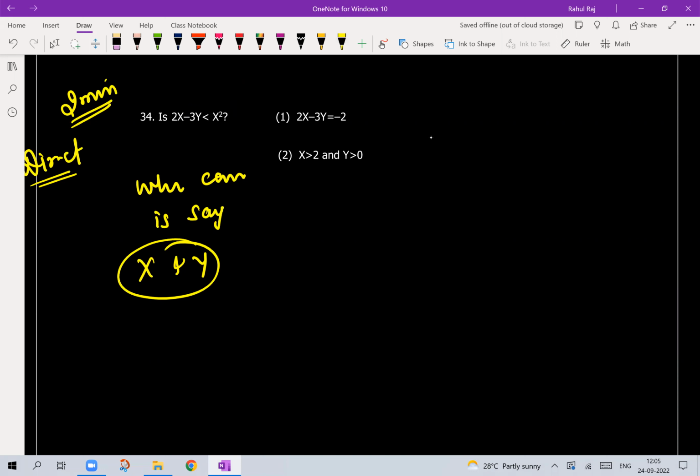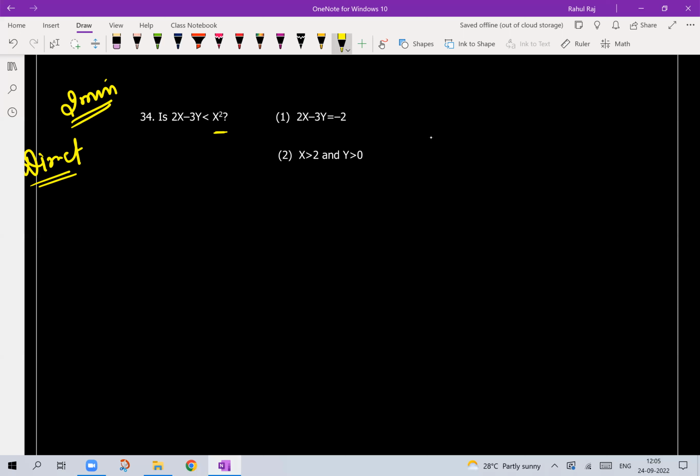Now imagine, look into the question. Question is: is 2x minus 3y less than x square? Option number 1 says 2x minus 3y is negative 2. Negative 2 has to be less than x square always, no? Can I say option number 1 is sufficient in 1 second? It should not take you more than 2 seconds to say this. Tell.